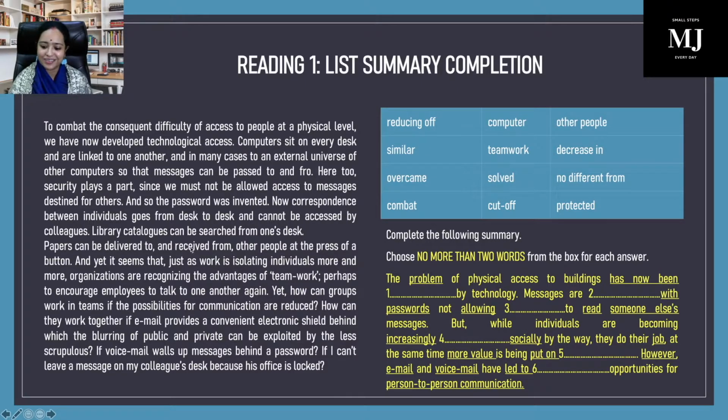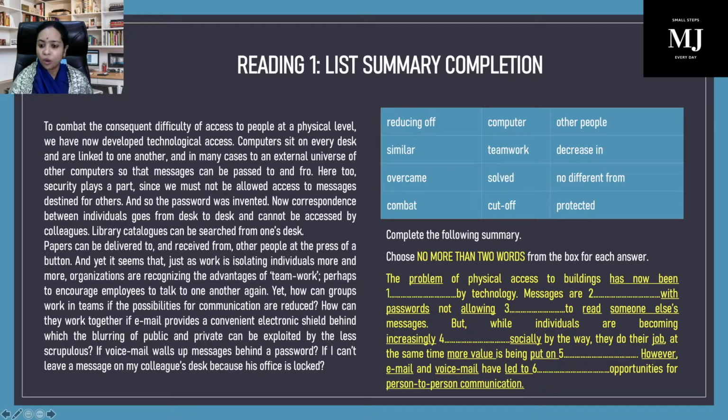Let's move ahead, guys. Messages are dash with passwords. Oh, messages are dash with passwords. What is the basic idea behind the passwords? What do they do? They protect, don't they? So let's see if we have some kind of word related to protected in the pre-selected list. Oh yes, we have the word protected. Now let's just confirm everything through the passage.